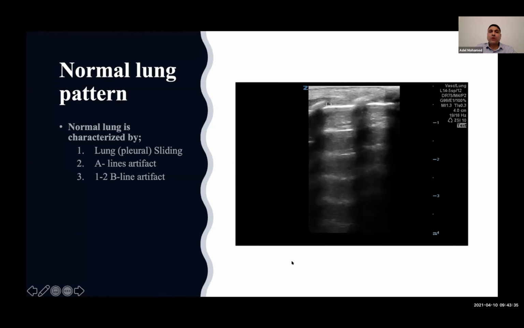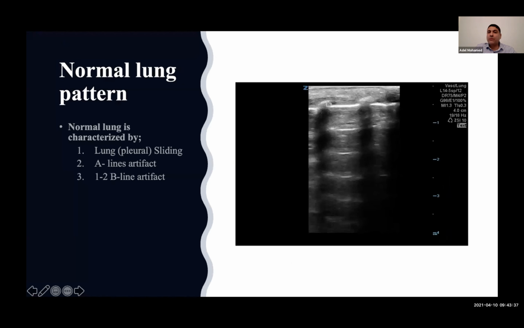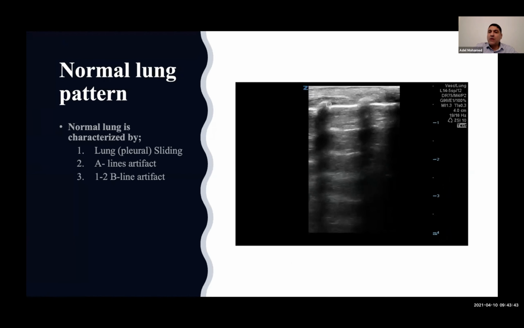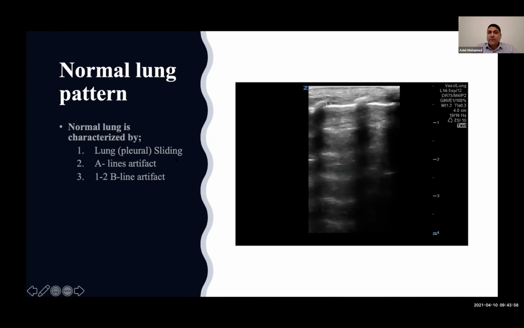So if we need to summarize what is normal from what we already discussed so far: you can now go to a level 1 baby admitted to your unit for phototherapy, not on respiratory support, no breathing issue, and if you scan, now you know how to say that this is a normal lung ultrasound by these 3 findings. The pleura is sliding, there is the A lines artifact that we described. You may see 1 to 2 B lines, and I'm going to explain how the B line is formed, but this is still considered part of the normal.